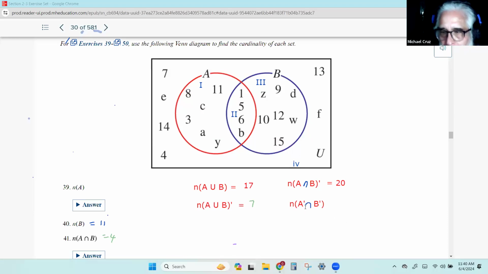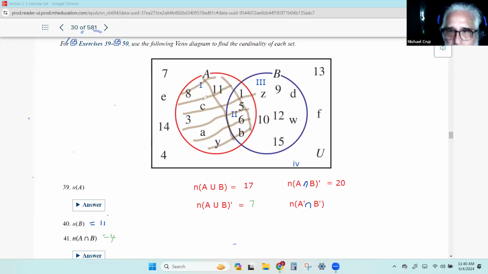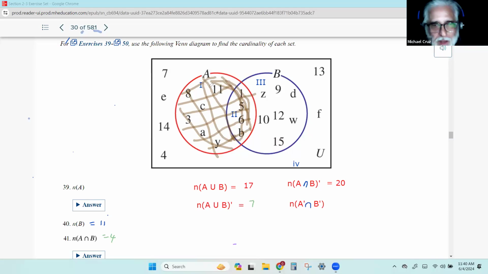First of all, I need to know what A complement is. So I'm going to use this shading tool and shade in A. Imagine that all of A is invisible now because it's gone. And what's left is regions 2 and 3, okay? 2 and 3.